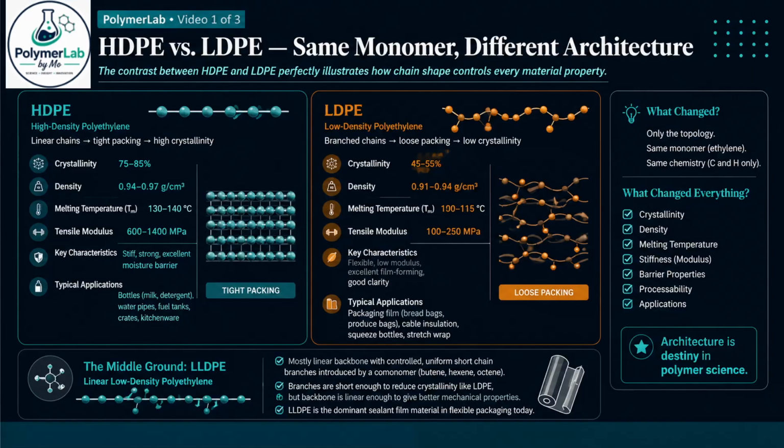Let us put HDPE and LDPE side by side because this comparison perfectly illustrates the entire philosophy of how chain architecture controls properties. HDPE on the left: linear chains, tight packing, higher crystallinity of 75 to 85%, density of 0.94 to 0.97, melting temperature of 130 to 140 degrees, modulus of 600 to 1400 megapascals, stiff, strong, an excellent moisture barrier.